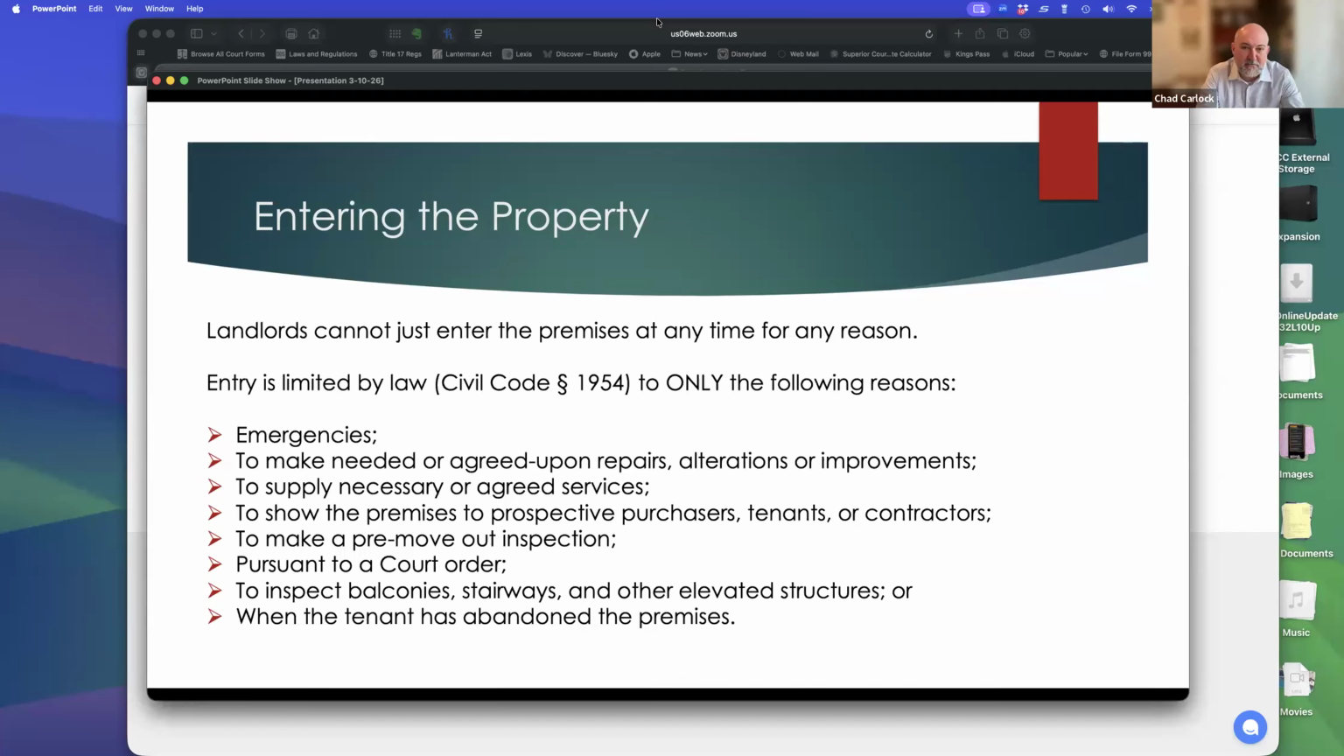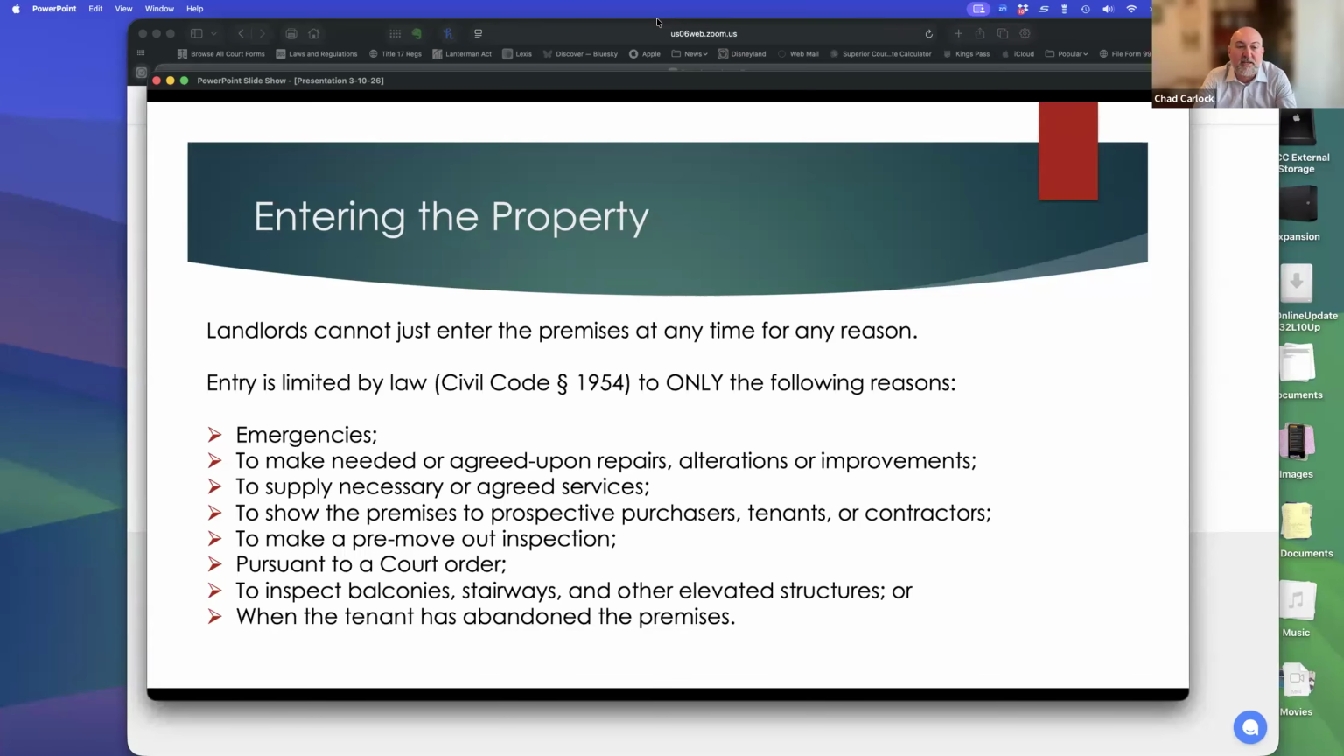Entering the property during the term of the lease: a lot of times people think, as the landlord, "As long as I give notice, then I can go because it's my property. I've got to go check it out, make sure it's safe. I'm not sure what the tenants are doing. I suspect they have an unpermitted dog there, or they're running a business or something. So I'm going to go check it out." That's not usually allowed.